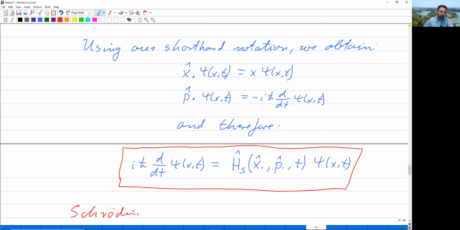Schrödinger equation in position representation, or position basis, let's say, the position eigenbasis. Now, let me say something to summarize our course so far.